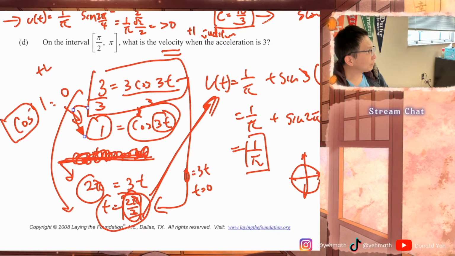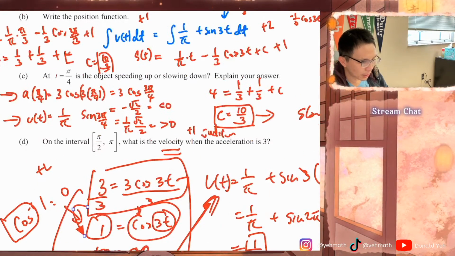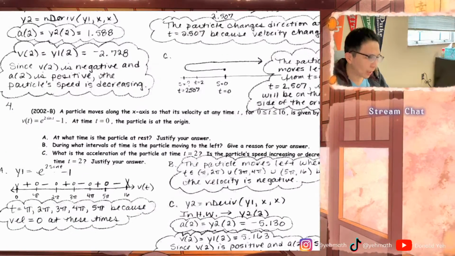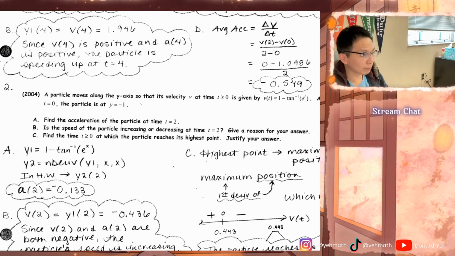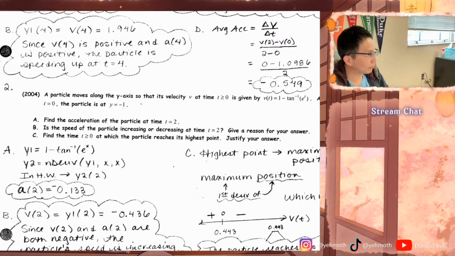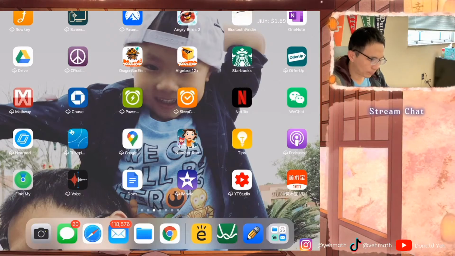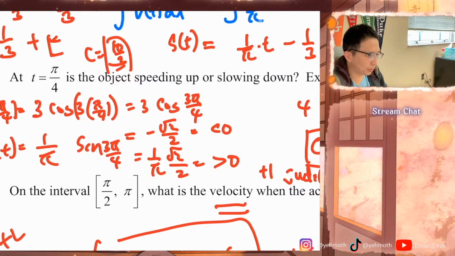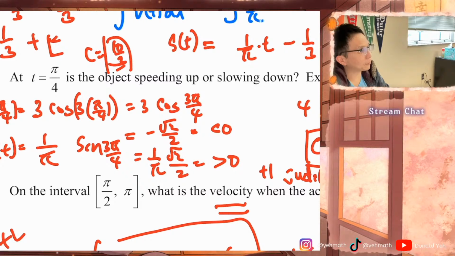Yes, Daniela. What is the answer for part C? It's going to be slowing down, because the velocity is less than 0 and the acceleration is greater than 0. So don't we have to find the actual answer? Yeah, you do. You will get negative square root 2 over 2 for the first one, and square root 2 over 2 pi.